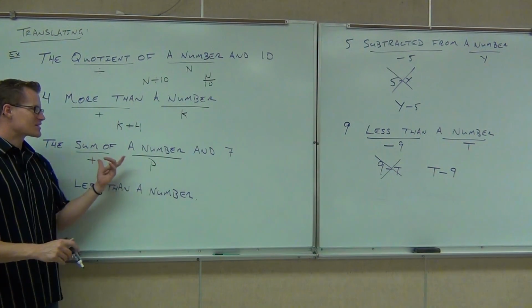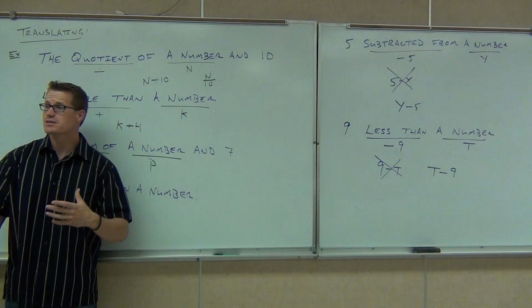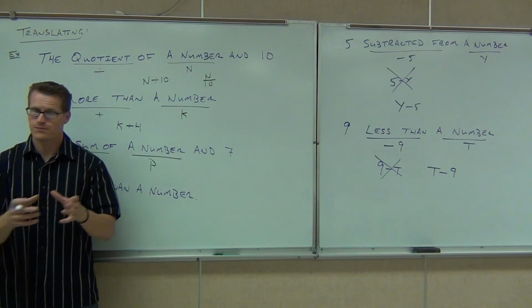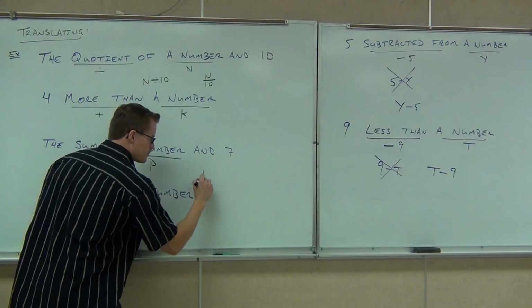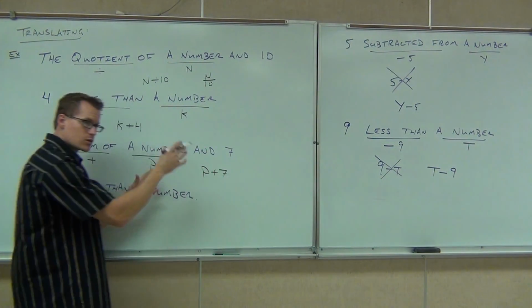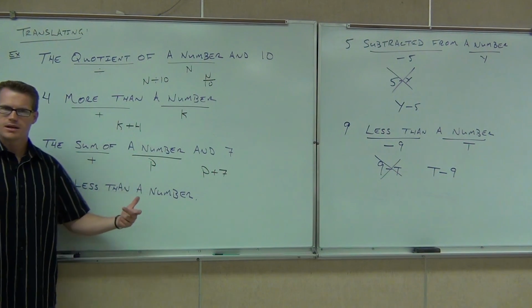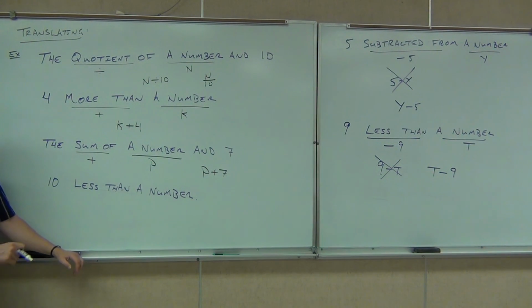So we got the sum of a number and 7. A sum means addition. Now the sums mean you're doing this in order. So for sum, we're just going to put p plus 7. It goes in the correct order like we think that it should. Did you get p plus 7? Yeah. Okay, now the last one that we're going to do, 10 less than a number.